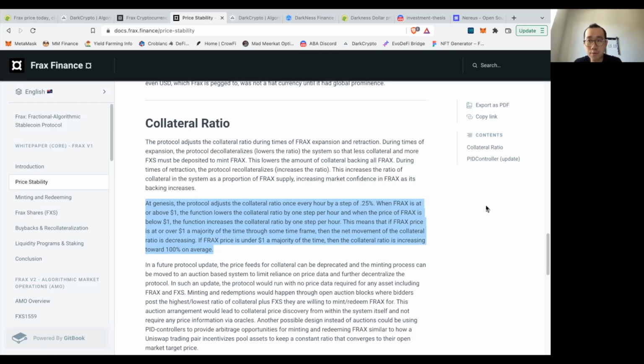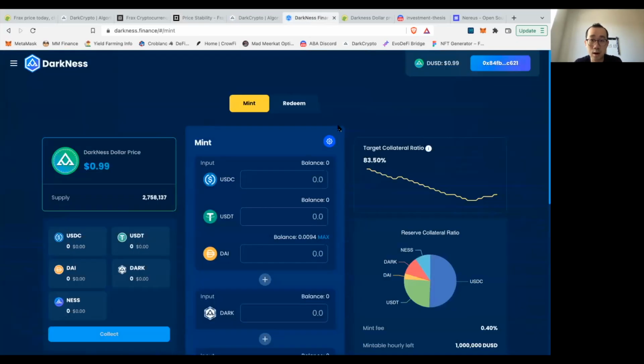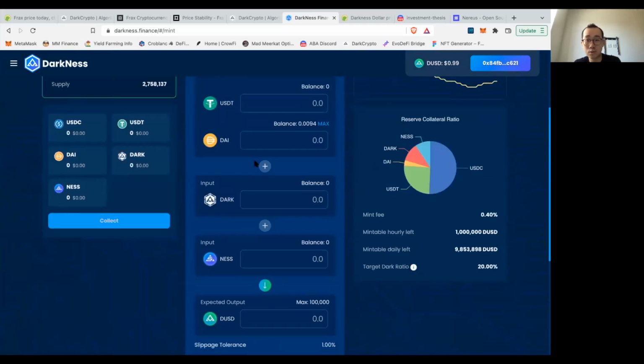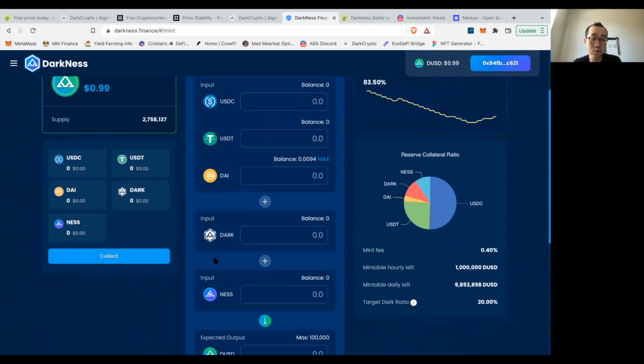If FRAX is above $1, the target collateral ratio drops and the excess value is distributed to the FRAX shareholders. Now, this is kind of exactly what's going on in Darkness Finance. They have said that they are pretty much inspired by the FRAX protocol, except that the non-stable collateral is now not just the NES token, which is the equivalent of FRAX shares in this ecosystem, but also the DARK token, which is their algorithmically pegged coin to CRO.